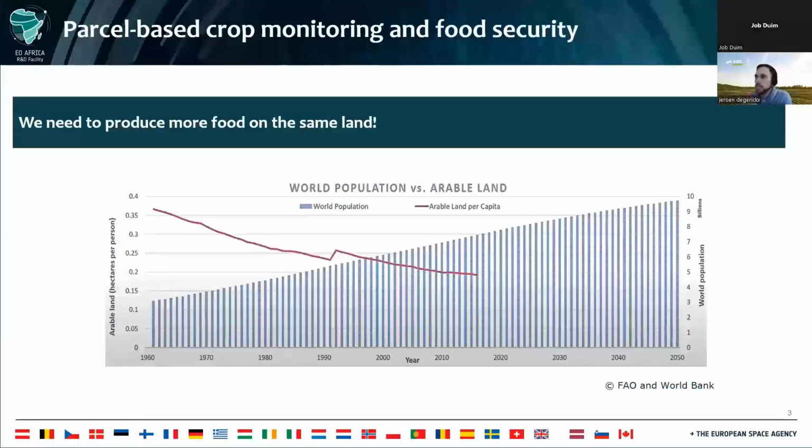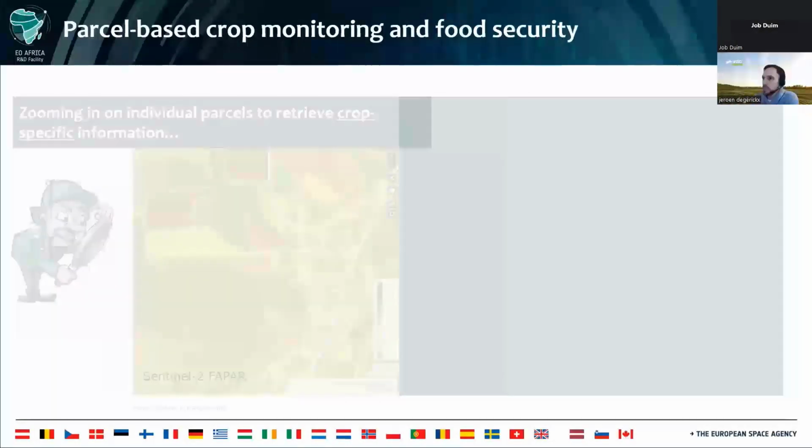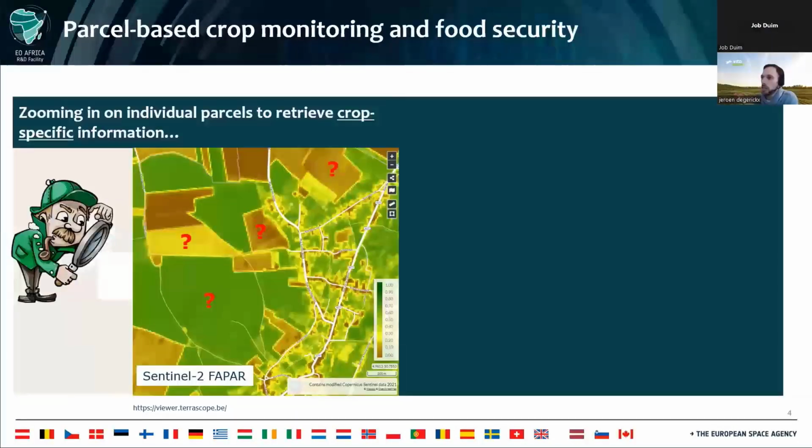First of all, why we need this parcel-based crop monitoring in the first place. As you know, world population is growing tremendously, and we all need to produce more food on the same amount of land. So that means that we need to carefully think about our global food production and make sure that it is running more efficiently. And one thing we can do to ensure production efficiency is to carefully monitor what is happening on our individual agricultural parcels. So that is really the topic of today.